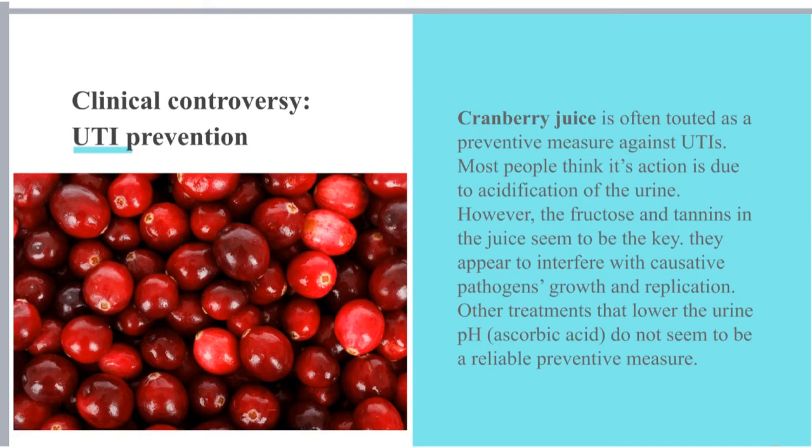I want to address a clinical controversy over preventing UTIs. It has long been conventional wisdom that patients may consume cranberry juice as a preventative measure. And most people think that it is the action of the acidification in the urine that prevents growth of bacteria. However, that has not proved factual in research. It appears the fructose and the tannins in the cranberry juice interfere in some way with the pathogen's growth. We know that because other treatments that lower the pH of the urine, like ascorbic acid, don't seem to be a reliable preventative measure against UTI.